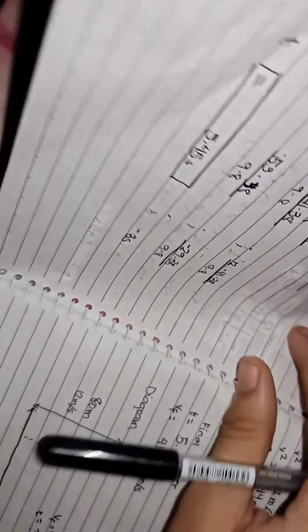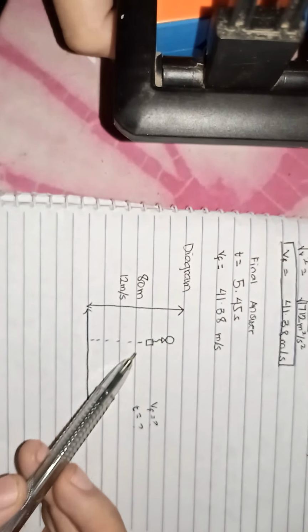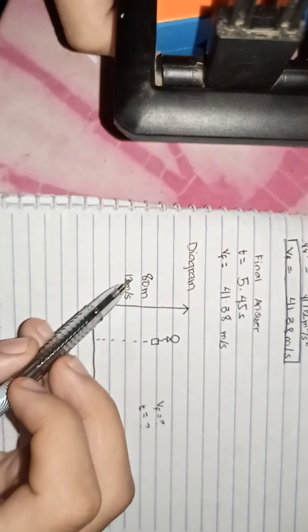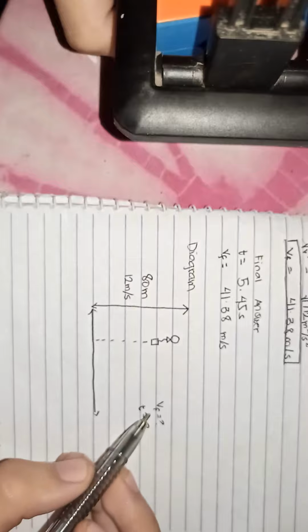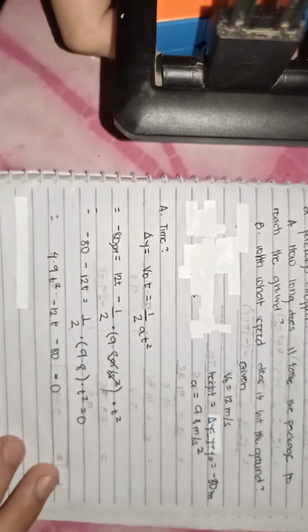So this is our diagram that we drew. The balloon, then the package. This is the given initial velocity and the height, and we will find the final velocity and time. So the givens are initial velocity 12 meters per second, the height is delta y, which is y minus initial y, equal to negative 80 meters. The acceleration is 9.8 meters per second squared. So we will find time.